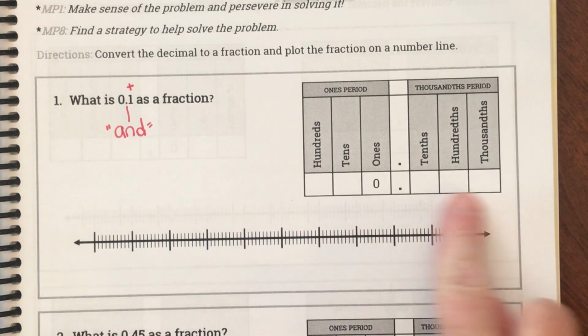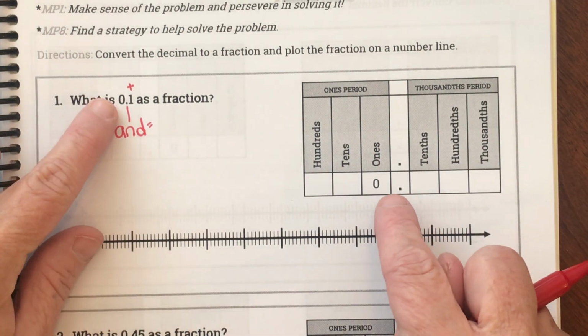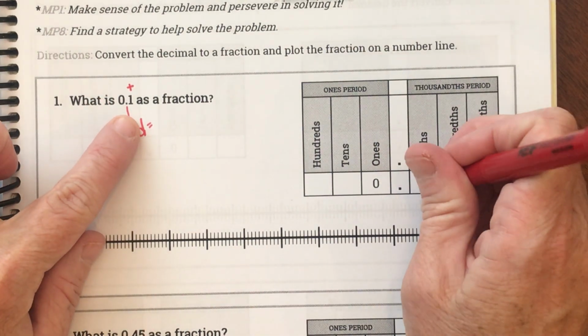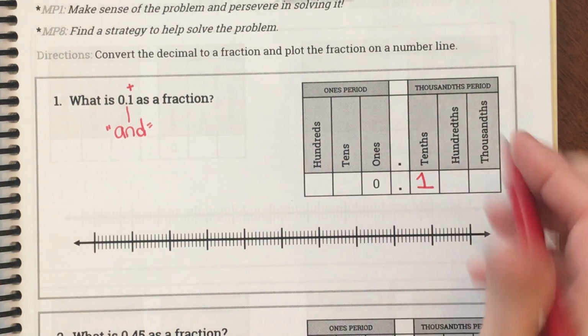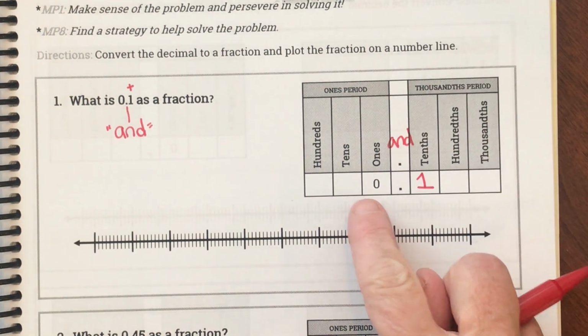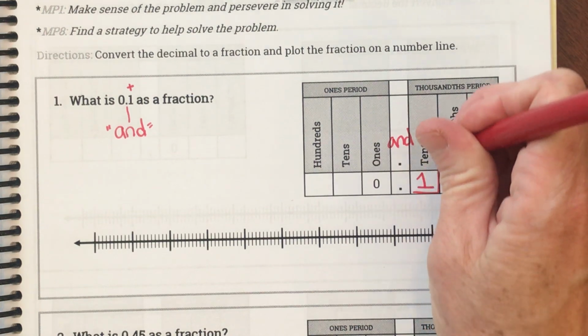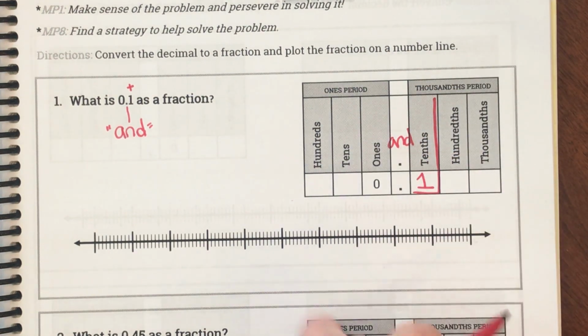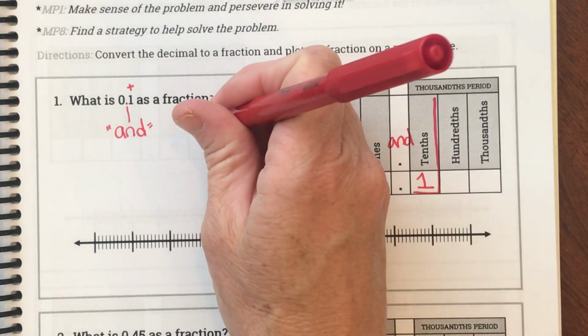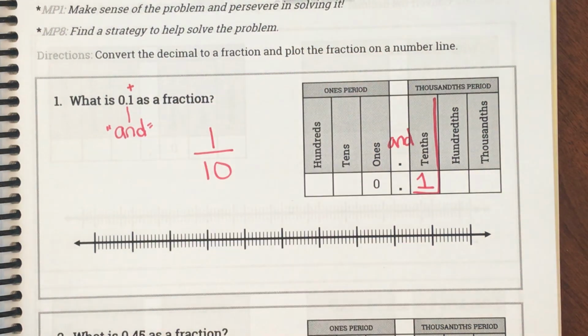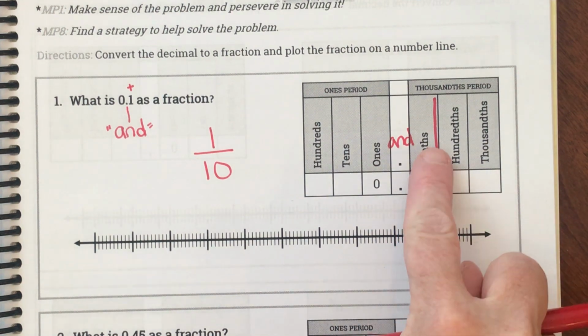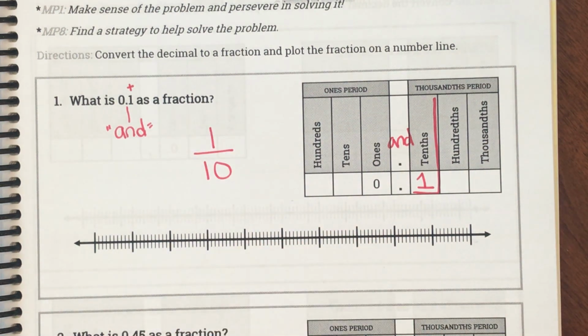Now they also gave you this place value chart to help you, so 0.1. So I would say 0, and then remember that's the and, so 0 and 1, and then we read the last place value, so 0 and 1/10. Okay, so I don't need to worry about the 0, but 1/10 tells me that it's going to be 1/10. So the fraction and the decimal sound exactly the same. So 1/10, 1/10.